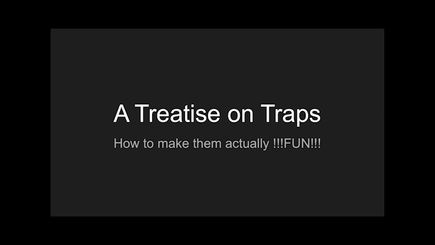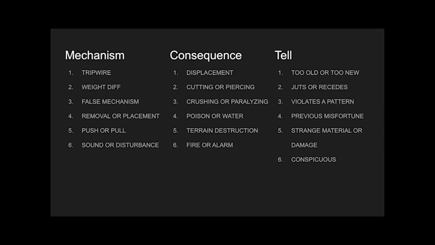Here's a simple 3d6 table to generate traps. Each trap has three basic characteristics: the mechanism, the consequence, and the tell. The mechanism is how the trap is activated. Referees should interpret these results loosely.